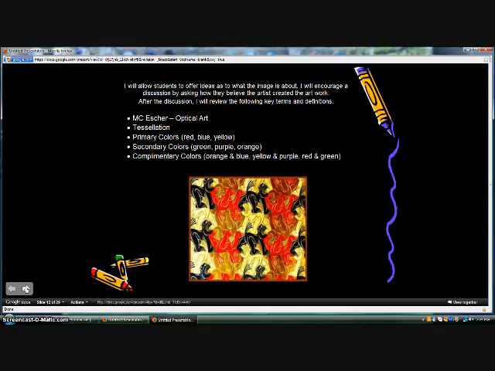After the discussion, I will talk about the key terms listed: M.C. Escher, optical art; tessellation; primary colors, which are red, blue, and yellow; secondary colors, which are green, purple, and orange; and the complementary colors, which are orange and blue, yellow and purple, and green and red.